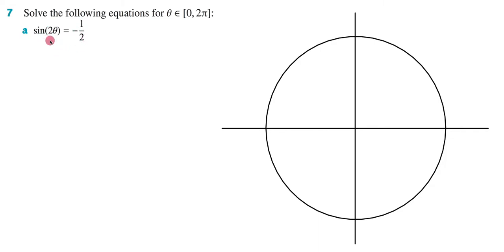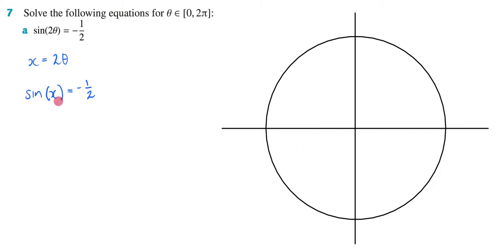Now, we don't like this 2 theta in there. The reason why we don't like it is because it's going to affect our period and therefore affect how we use the unit circle. So the very first thing that we want to do is say, all right, let x equal 2 theta. And by doing that, we can now rewrite this as sine of x equals negative a half. And now, because we don't have a coefficient in front of our x, our period isn't going to change. It's going to remain as 2 pi, which means we can use our unit circle as per usual.